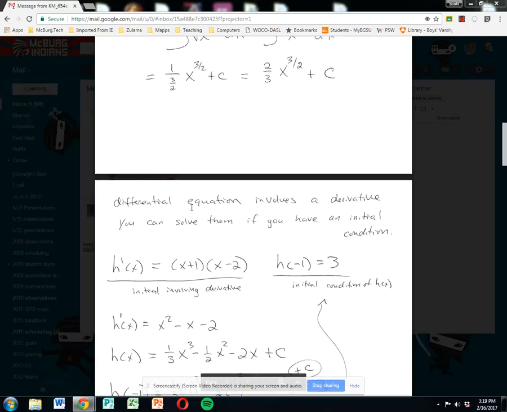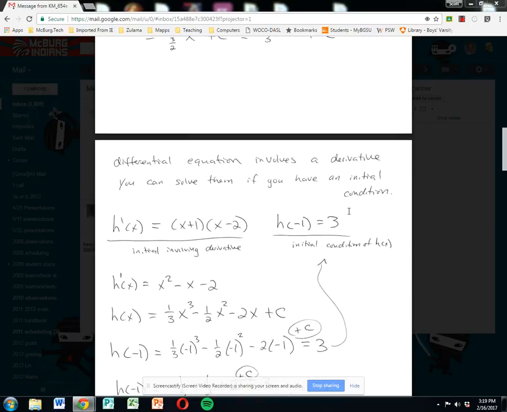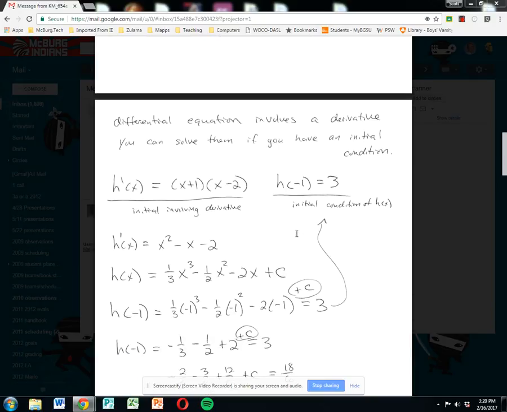Okay. A differential equation involves having a derivative, and you can solve if you have what's called an initial condition. So again, I made this a little tougher than I probably should have. However, h prime of x is equal to x plus 1 times x minus 2. Initial condition: the original function has a value of 3 at x equals -1. So let's talk about the antiderivative first.